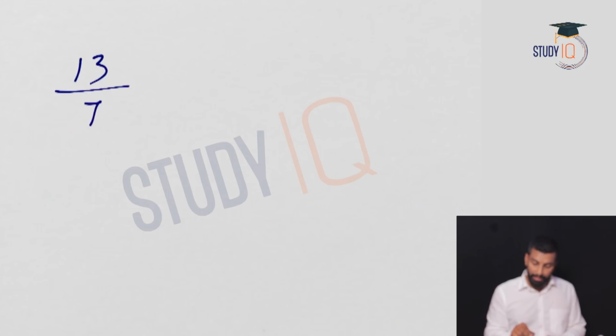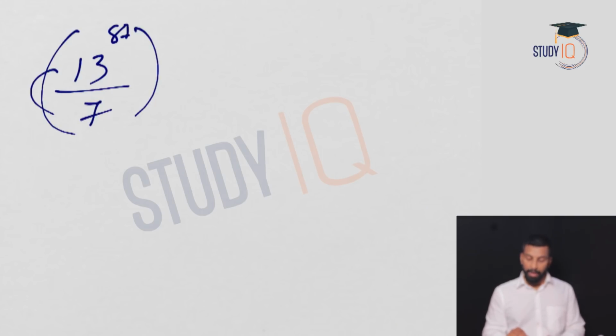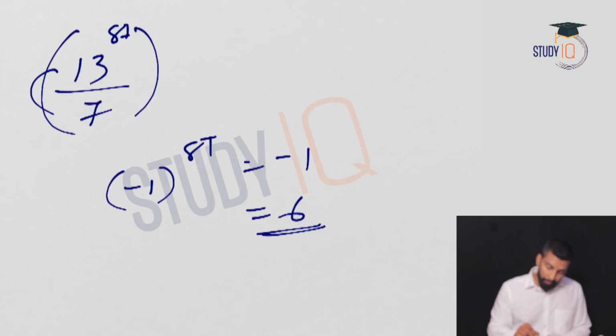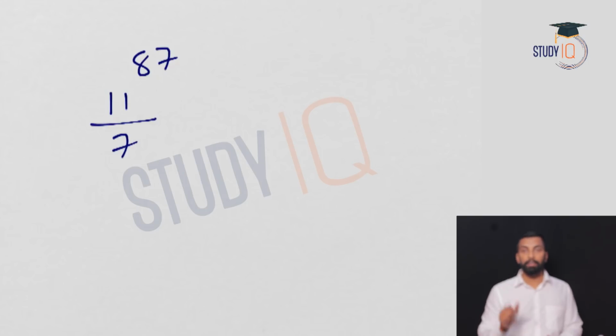Now by using what we know already, you can get the answer, right? This is only for this question, 13 raised to 87 by 7. We know 13 by 7 you get remainder minus 1. So minus 1 raised to 87, you get minus 1. You can write it as 6. You don't want Euler's number and all. But what if it was 11 raised to 87 by 7? Then you will be in trouble.